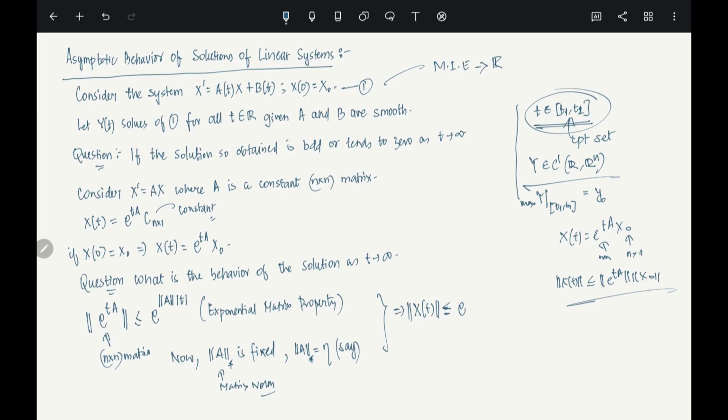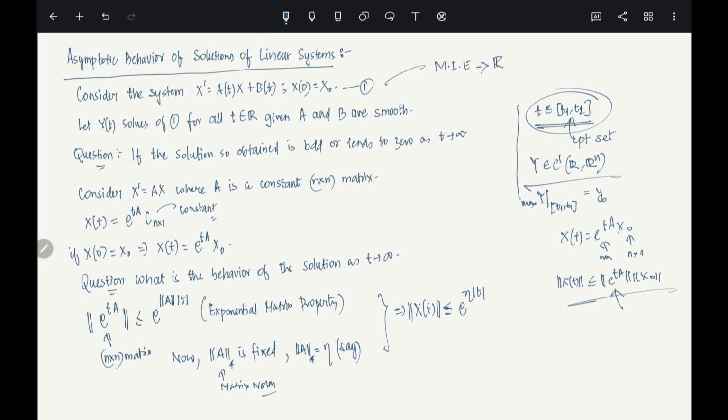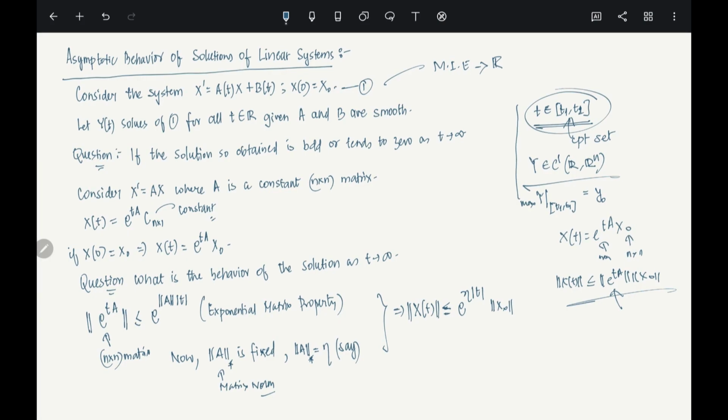Anyways, if this is true, then the norm of e^{tA} is dominated by e^{eta mod t}, times the norm of x naught. For now, let's just assume that t is positive, though it doesn't have to be, so we write mod t. Now the norm of x naught here, if it passes through x naught, then the solution is always dominated by this.